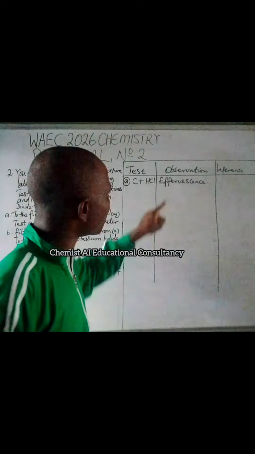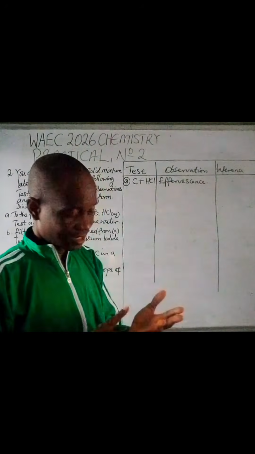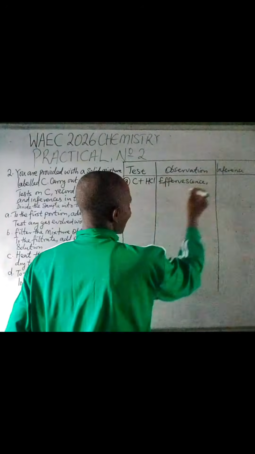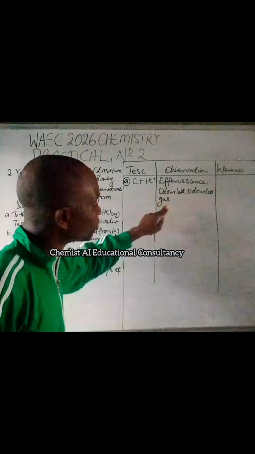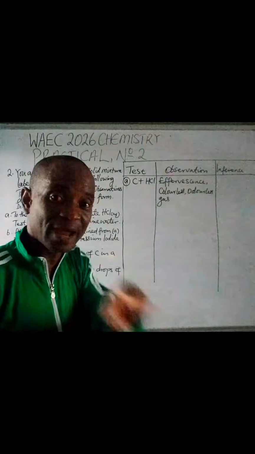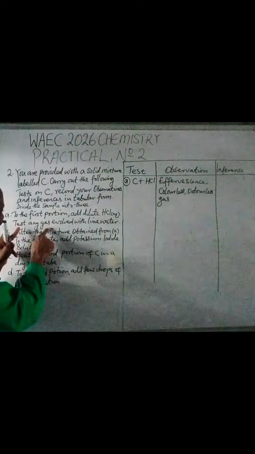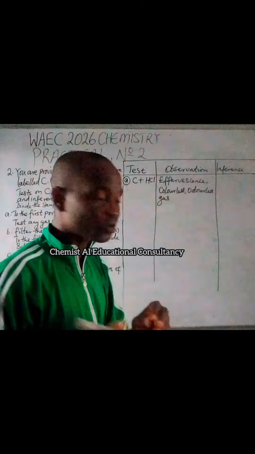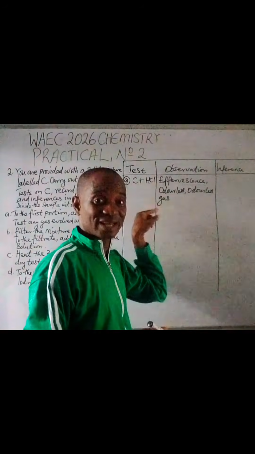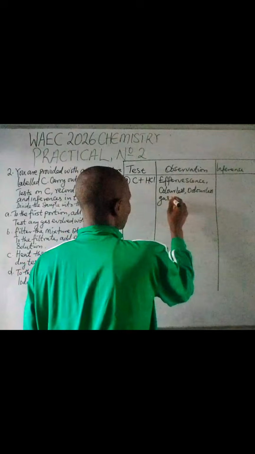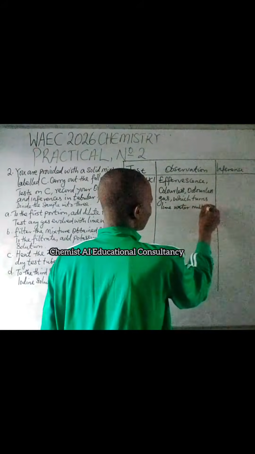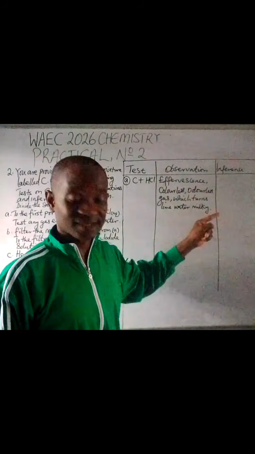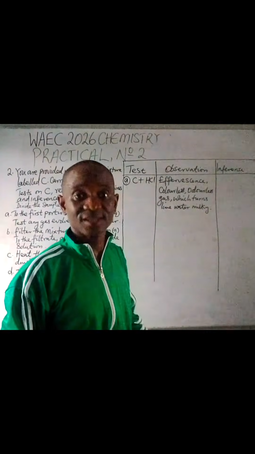Now, when effervescence occurs, it means a gas is coming out. You have to observe the nature of that gas, the color and the odor. The gas is colorless and odorless. Colorless and odorless gas. Now, you are expected to pass this gas into lime water. That is why they say test any gas evolved with lime water. You also observe what happens when this gas is passed into lime water. So you say which turns lime water milky. And the only colorless and odorless gas that turns lime water milky is carbon 4 oxide.